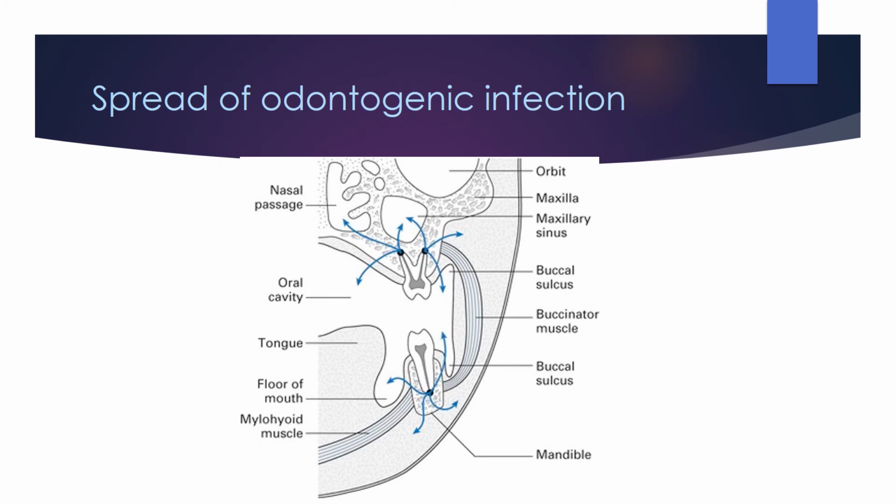When there is odontogenic infection, spread of infection can happen in any of the directions that are shown here in this picture. In the maxilla, the infection can spread through the soft tissue or the hard tissue towards the buccal surface of the bone or into the maxillary sinus or the nasal passage. In the mandible, similarly, it could spread through the soft tissue or the hard tissue.